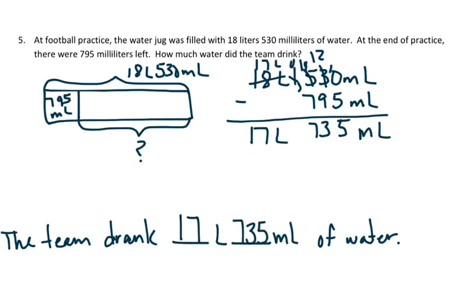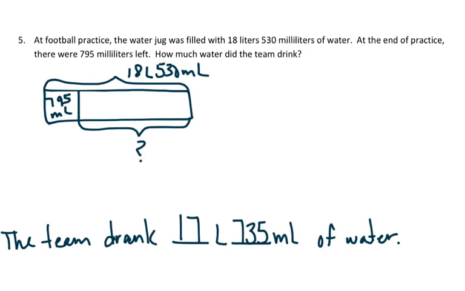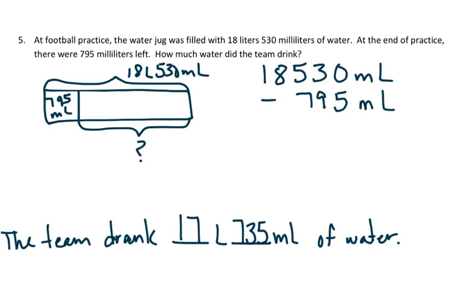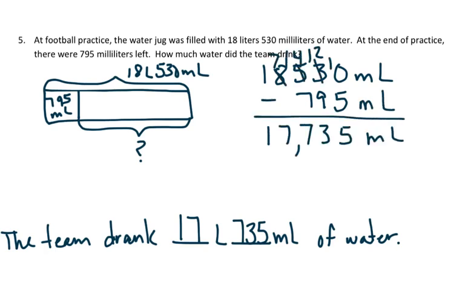Now remember, we could do the same thing by converting them all to milliliters, and I'll do that for you. So it would be 18,530 milliliters, and we're subtracting 795 milliliters. Okay? And that gives us a difference of 17,735 milliliters.